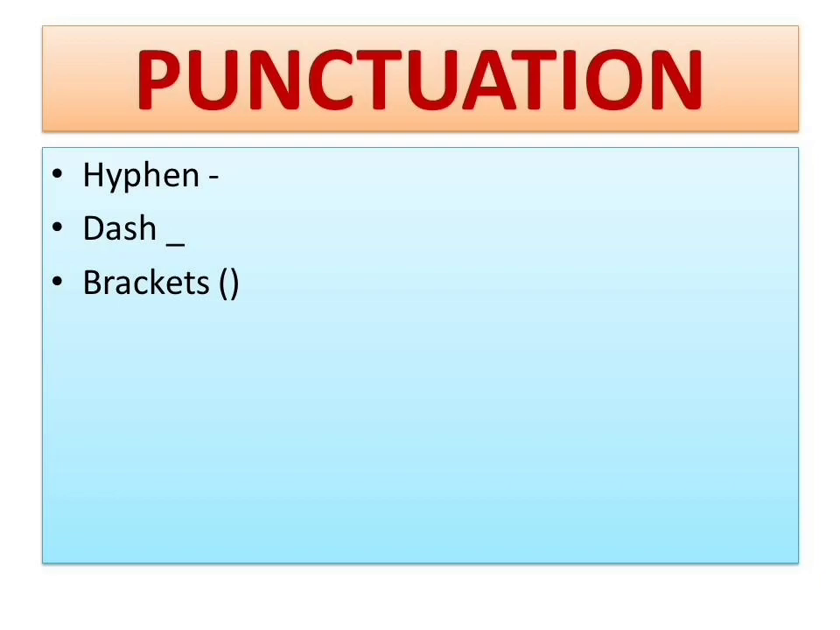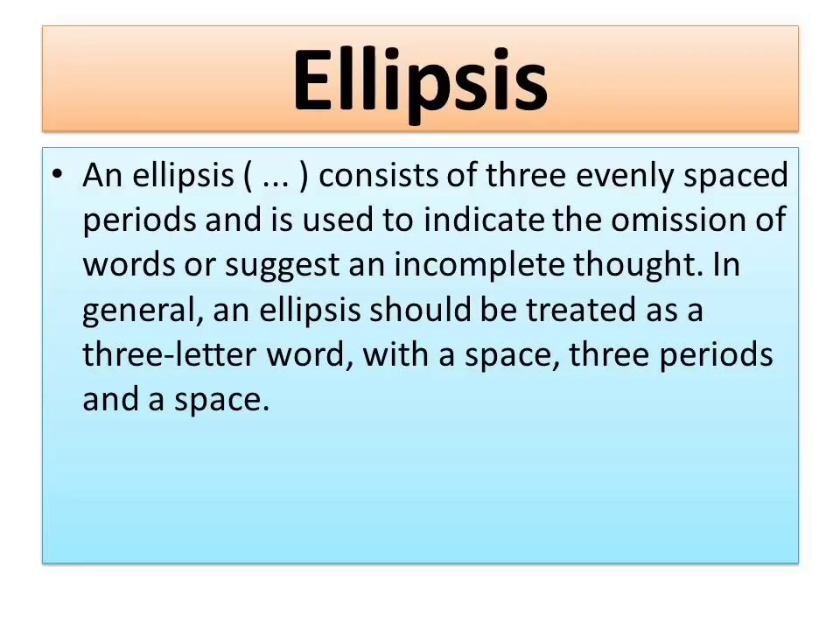There are so many punctuations, like the ellipsis. An ellipsis consists of three evenly spaced periods and is used to indicate the omission of words or suggest an incomplete thought. In general, an ellipsis should be treated as a three-letter word with a space, three periods in a space.